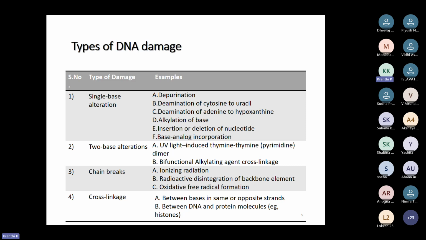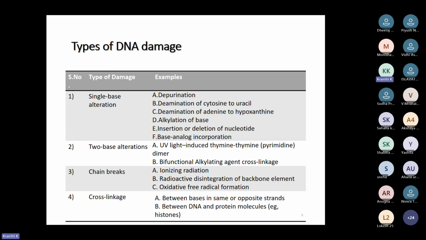Then bifunctional alkylating agents like cross linkage also will happen. Cross linkage means one is linked with the other one is linked with this one. Okay, the cross linkage also happens. Then there are chain breaks. Chain breaks means we have single strand and double strand, right? So sometimes ionizing radiation or radioactive disintegration of backbone element, oxidative free radicals also, chemicals also, they may break the DNA into pieces. The double stranded DNA, or sometimes it may also break a single stranded DNA also, right?